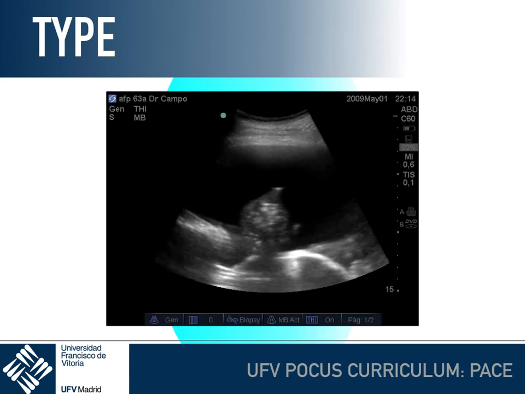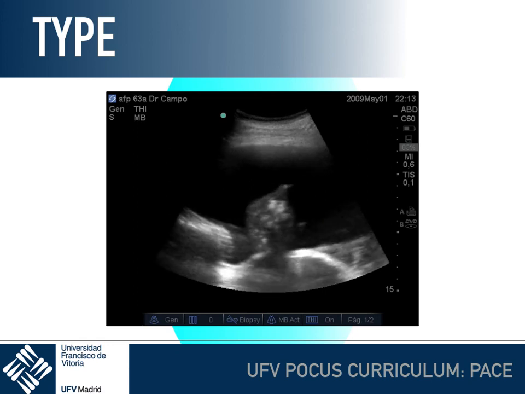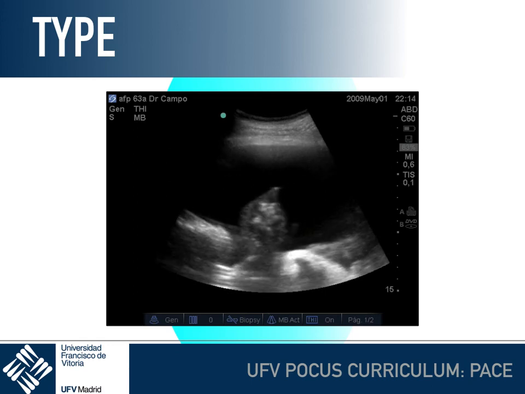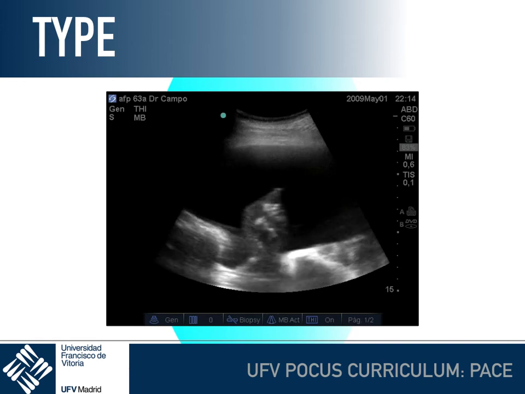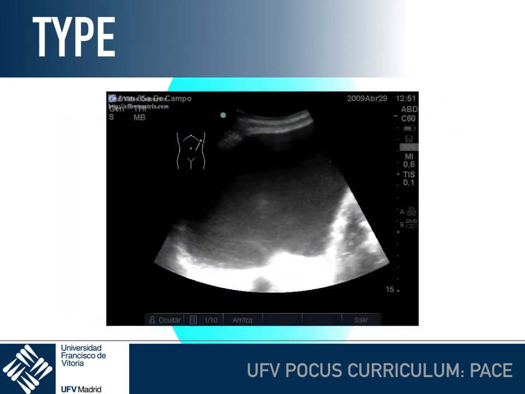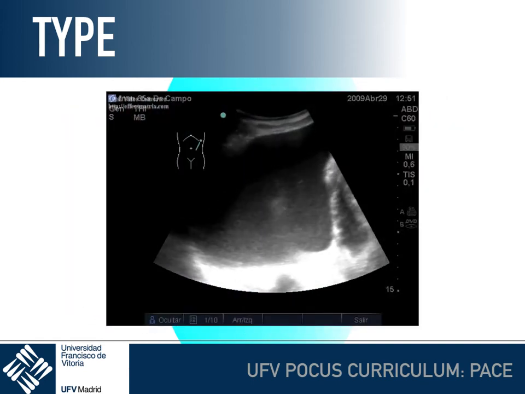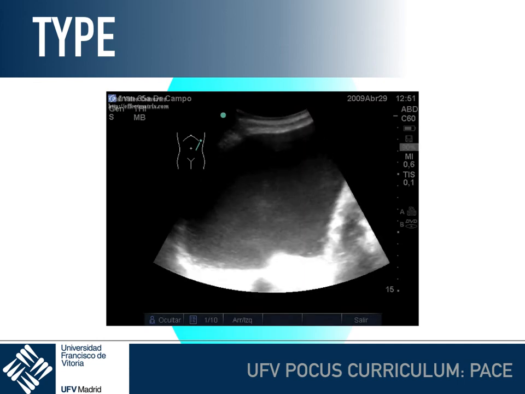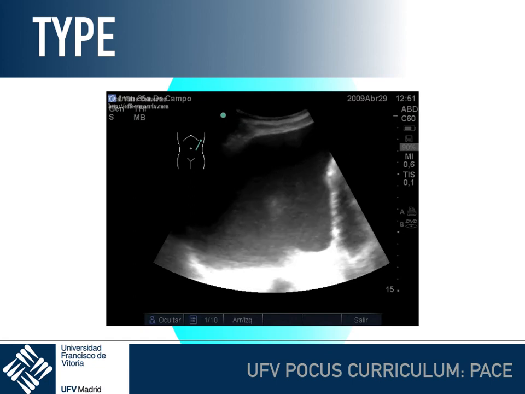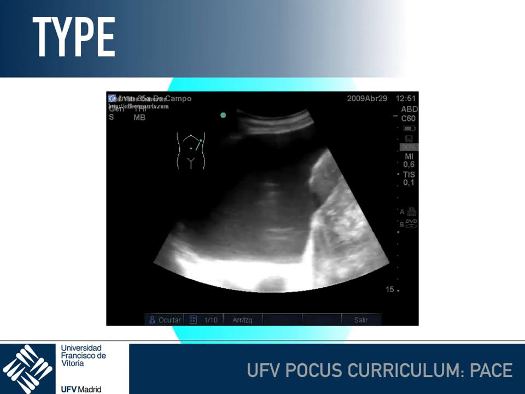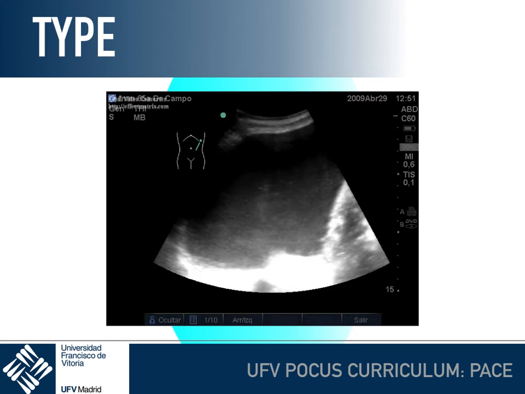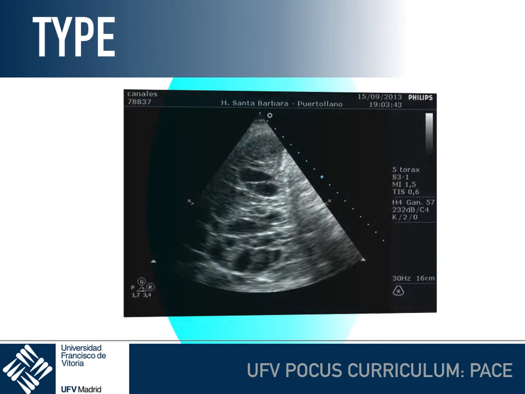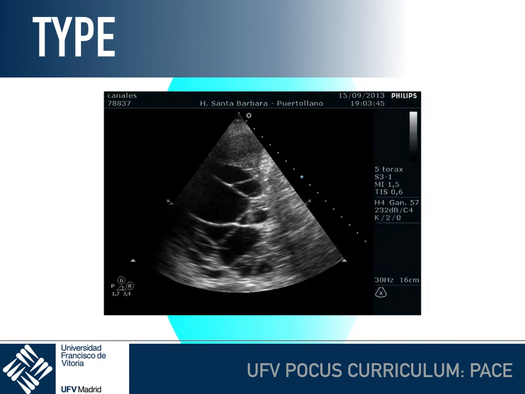We can evaluate the type as well. If we are able to find a totally black fluid, it should be a transudate, but it can be from time to time an exudate. But for sure, if you are evaluating and you see this, not totally black with echoes inside, this for sure should be an exudate.